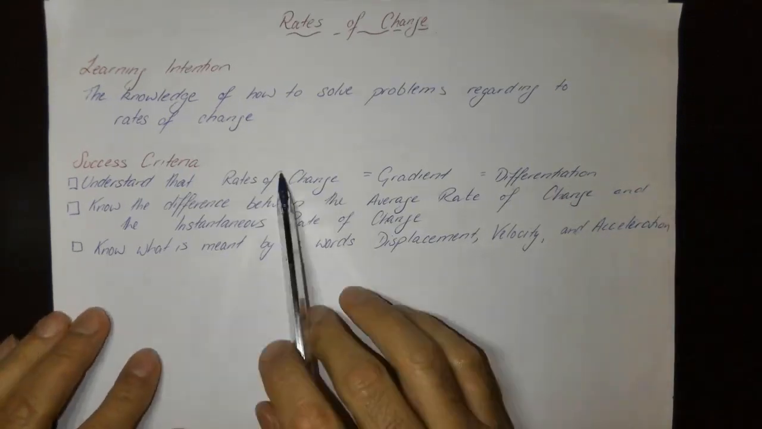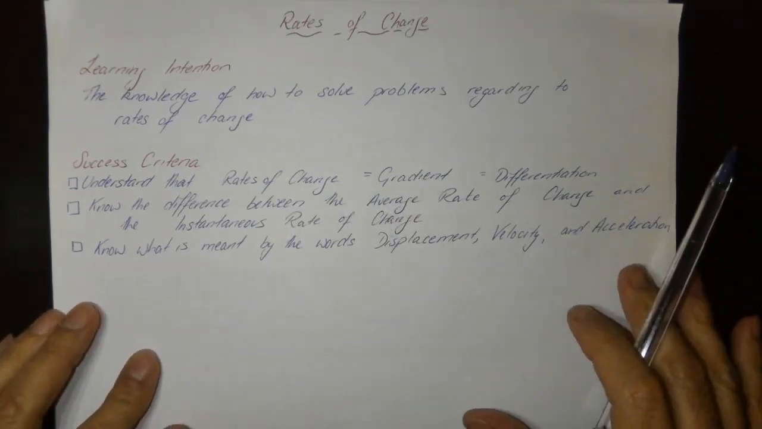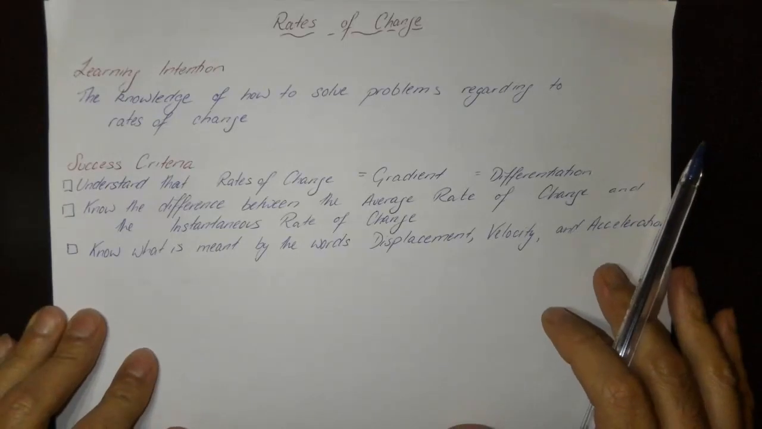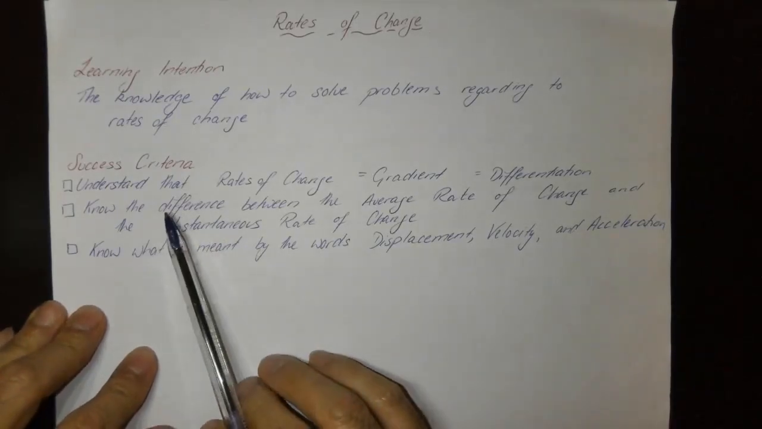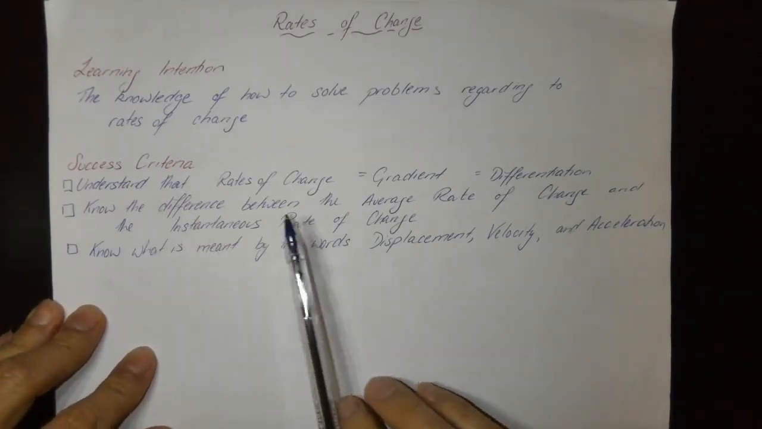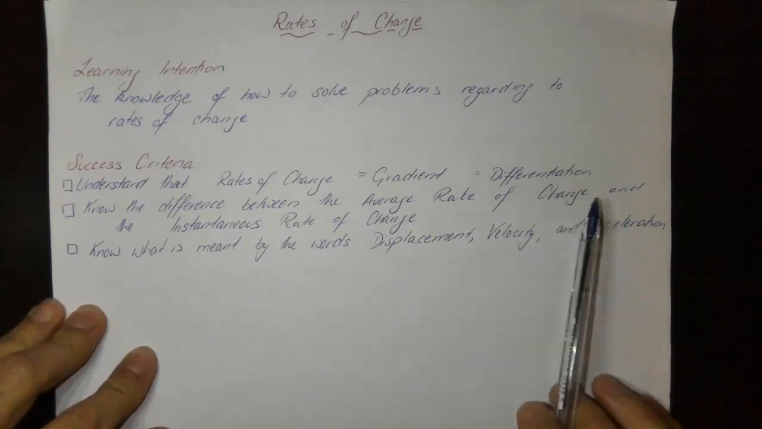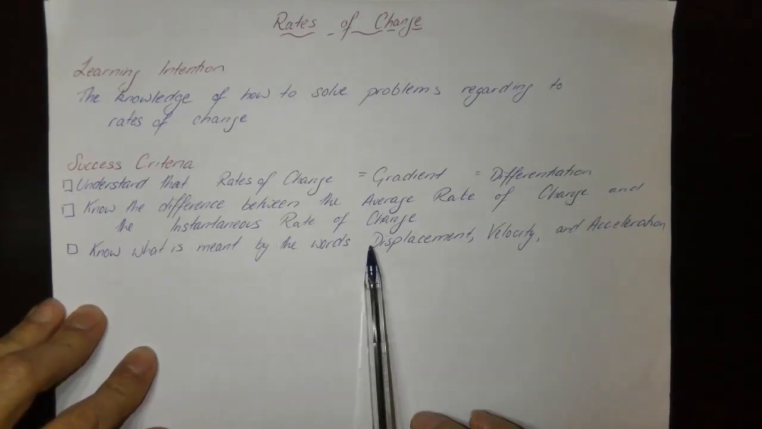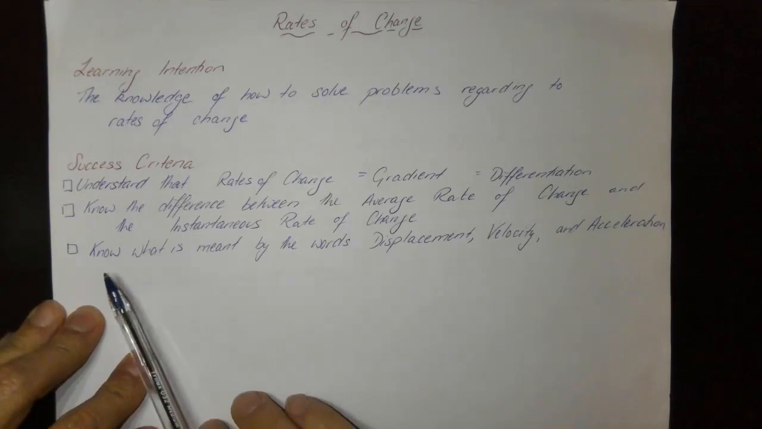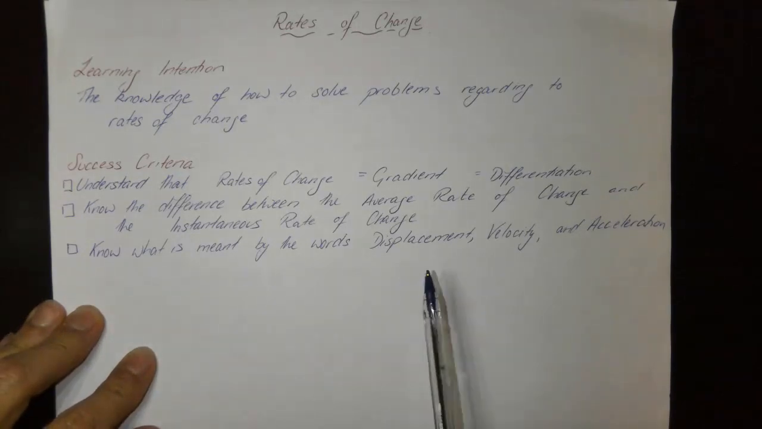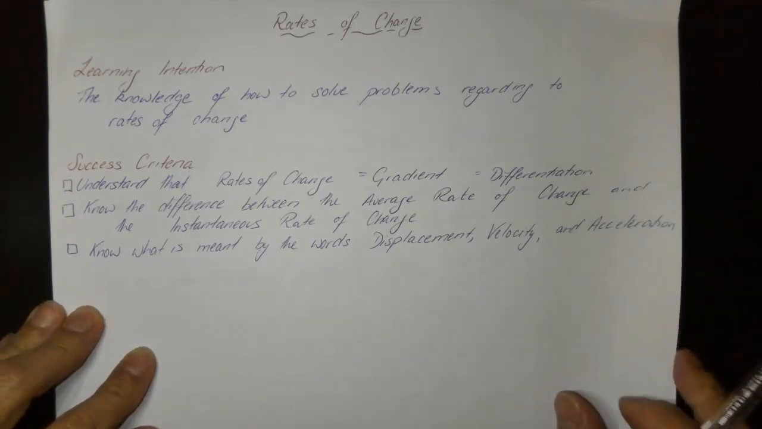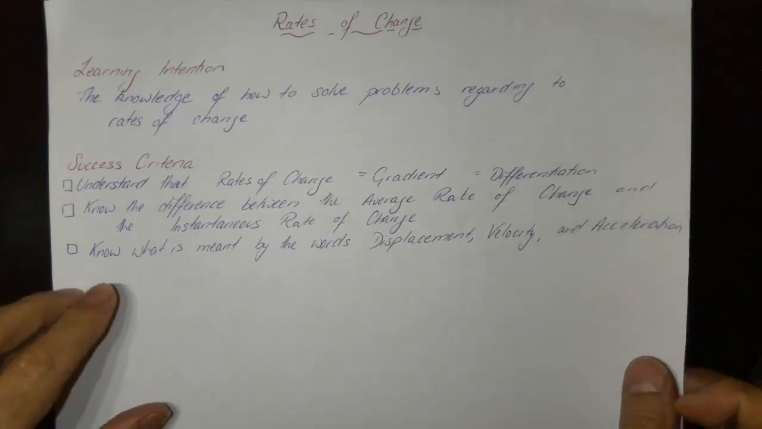Okay, so rates of change means gradient. It means differentiation. So we need to be able to know the difference between the average rate of change and the instantaneous rate of change. And we also need to know what is meant by the words displacement, velocity, and acceleration.